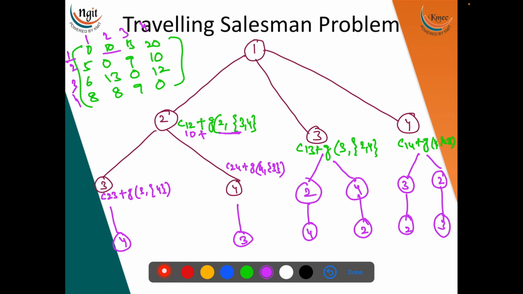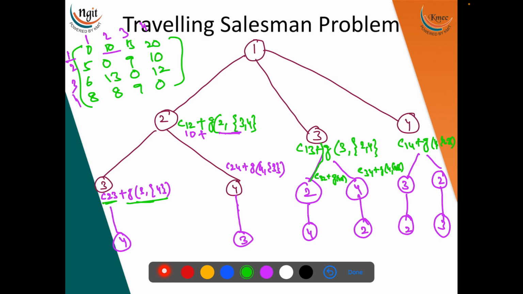This is the recursive tree. Now write down the formulas. So at 4 the formula is this. Now you can write the formula at 2. At 2 the formula is the cost of vertex 3 2. Now write down C32 plus G of 2 comma 4. At 4, C34 plus G of 4 comma 2 3. Now if you see this also, it is not solved. You don't know this value.